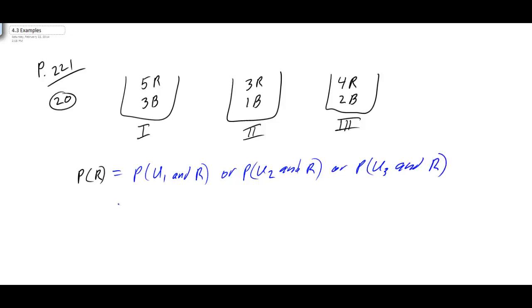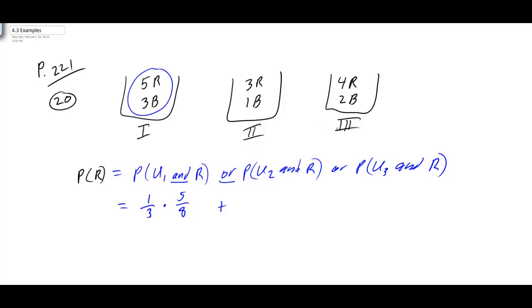So the probability of urn 1 and red. Well, the probability of urn 1, since there's 3, would simply be 1/3 times the probability that it's red. Urn 1 contains a total of 8, and 5 are red, so that would be 5 out of 8. And once again, because it's and, we're going to multiply. Then it's or, so we're going to add the probability of urn number 2.